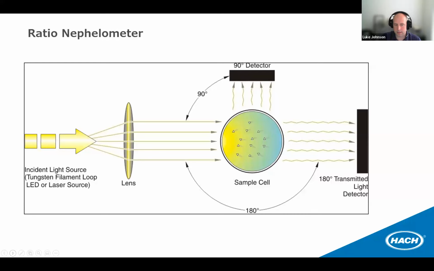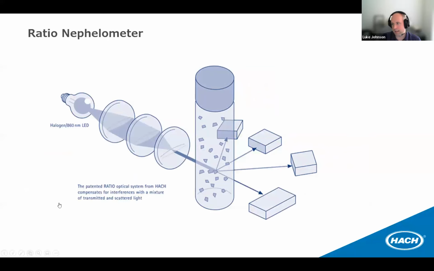We also do some ratio nephelometers that are a little bit more sophisticated than this. This is the Hach ratio nephelometric system on the TL23 instrument. This is the light coming in through here and then interfacing with the cell. And we actually have 4 detectors on this ratio nephelometer. So we have the 90-degree measurement, we have the transmission measurement at 180 degrees, and then we have a forward scatter at about 135 degrees and a back scatter detector.